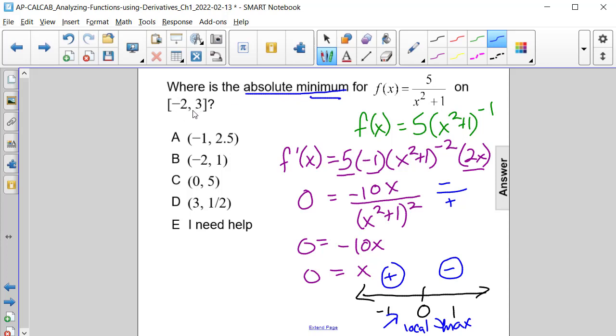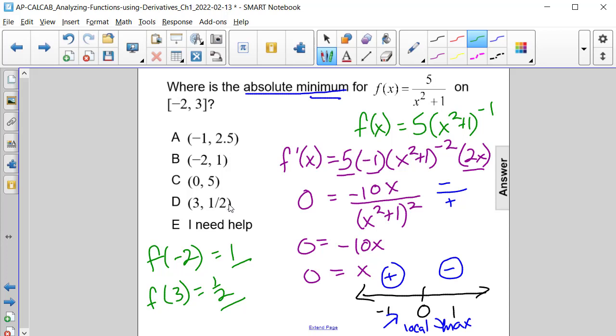So let's test our endpoints to see which of these has the lowest value. For f(-2), we have 5 divided by (-2)² which is 4, 4 plus 1 is 5, so we have 5 divided by 5, which is 1. Now we have to evaluate the function at 3. 3 squared is 9, 9 plus 1 is 10, so we have 5 divided by 10, which is 1/2. Of these two values, the lowest one is the function evaluated at 3.